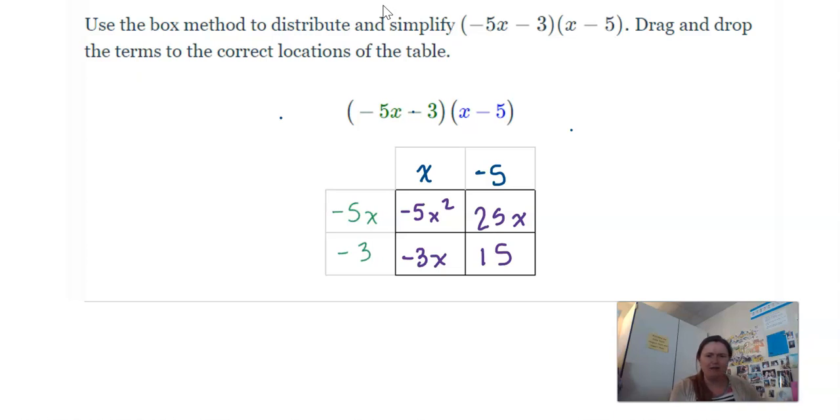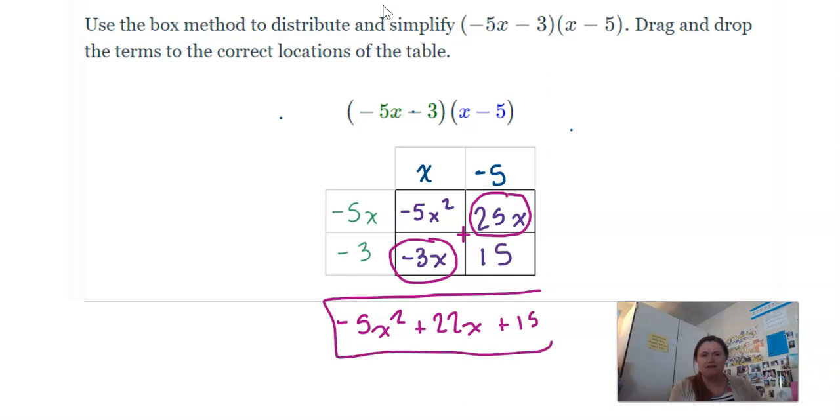So the final thing I have to do is combine my like terms. I have an x squared. Then notice here, this is 25x, and this is negative 3x. They both are x's. So what I can do is I can just add those together. So I'm going to have negative 5x squared, 25 plus negative 3 is positive 22. So I'm going to put plus 22x plus 15. And that is my final answer.